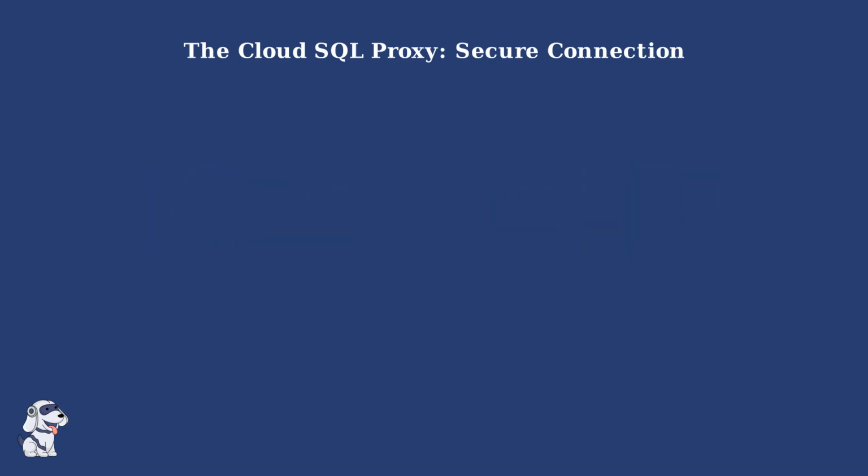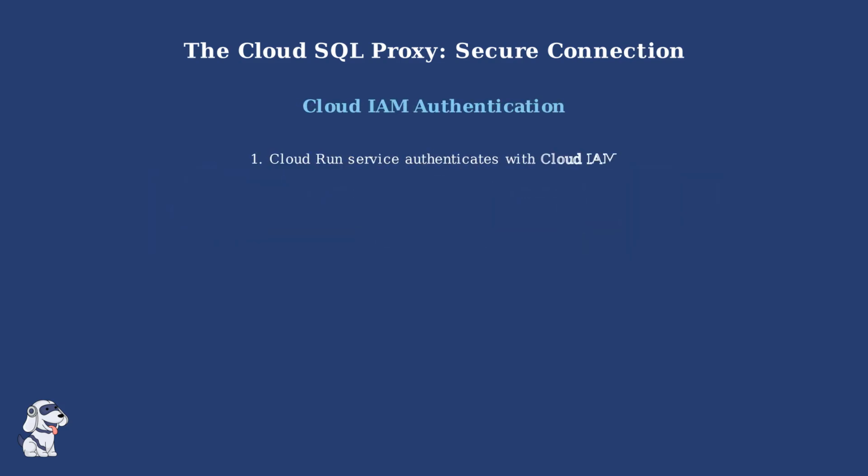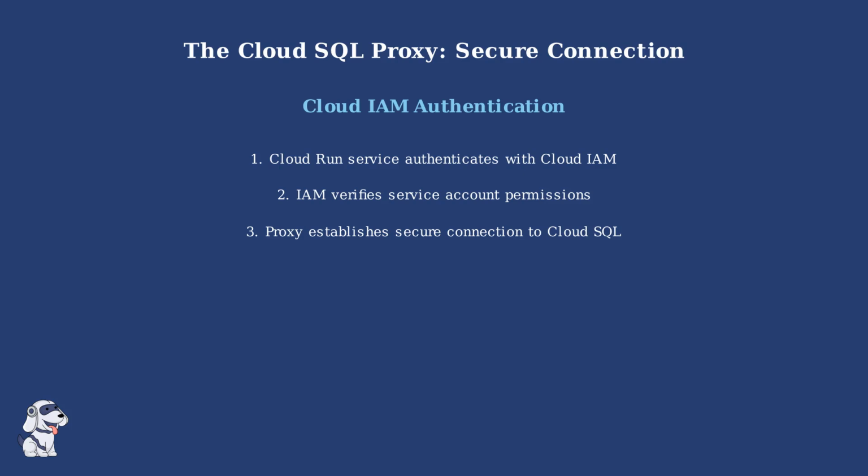Now let's look at how authentication works with the Cloud SQL proxy. Authentication happens through Cloud IAM in 4 simple steps. First, your Cloud service authenticates with Cloud IAM using its service account. Second, IAM verifies that the service account has the necessary permissions to connect to the specific Cloud SQL instance. Third, once authenticated, the proxy establishes the secure encrypted connection to your Cloud SQL database. Finally, your application gets a ready-to-use database connection without having to handle any of the security complexity.